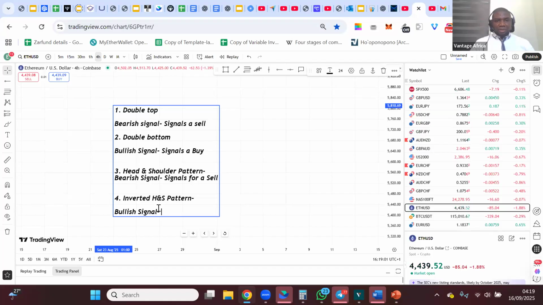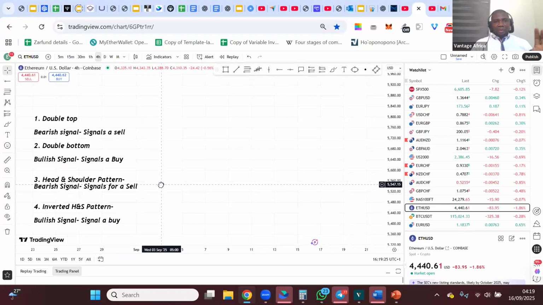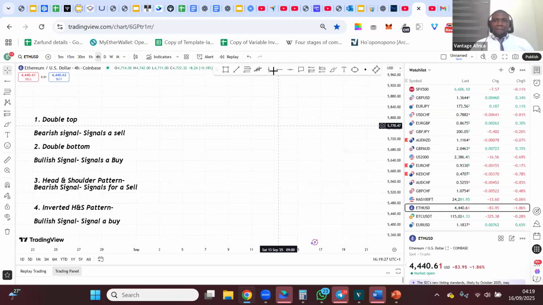So an inverted head and shoulder pattern is a bullish signal which signals a buy. Right? So these are four simple patterns that we're going to talk about today. And I will basically show you how they look on the chart. Before we do that, let me start by illustrating.